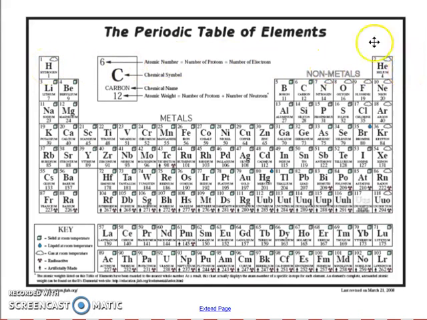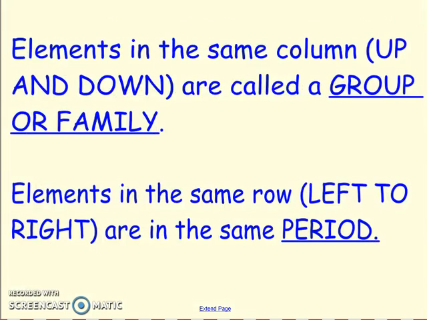Hydrogen and helium are in the same period. Period 2 would be right here: lithium, beryllium, boron, carbon, nitrogen, oxygen, fluorine, and neon. Okay, so periods are horizontal rows.